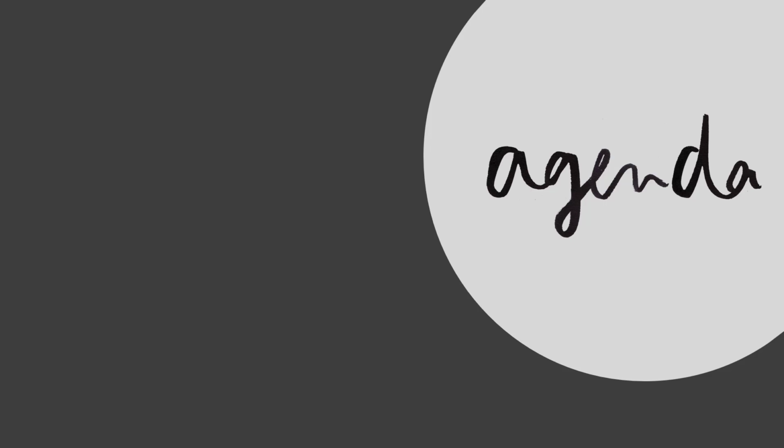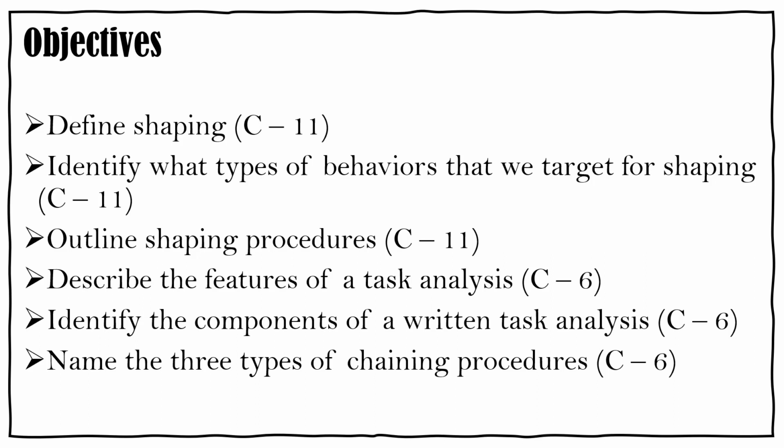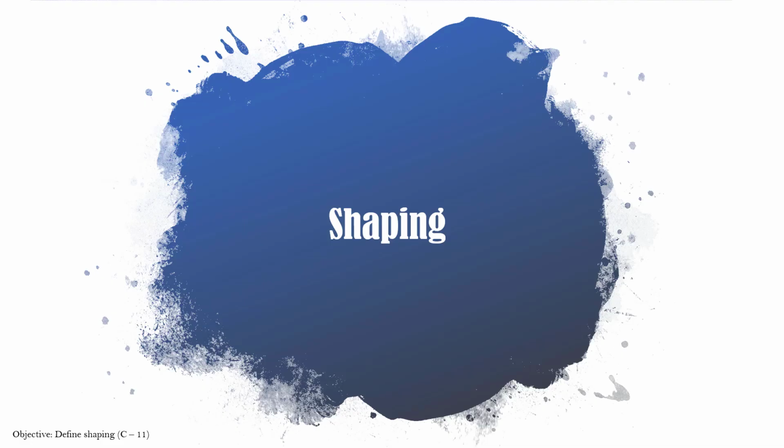So two things are on our agenda for this video. We're going to talk about shaping, we're going to talk about chaining, we'll do a summary, and then you guys will go on to Top Hat and you'll have 3 questions assigned to you, and those will be your participation questions for this training class. Here are our objectives. If you're following along with the RBT task list, you can check off C11 and C6.